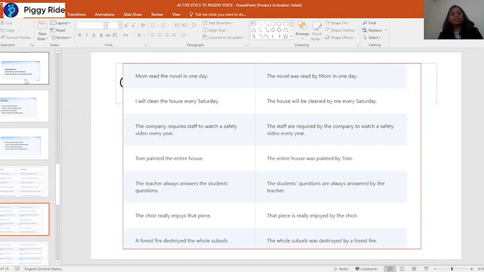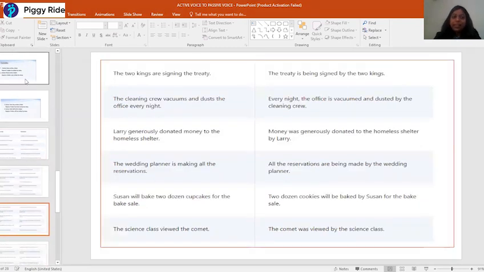See, the teacher always answers the students' questions. The students' questions are always answered by the teacher. The choir will enjoy that piece. That piece is really enjoyed by the choir. A forest fire destroyed the whole suburb. The whole suburb was destroyed by a forest fire.